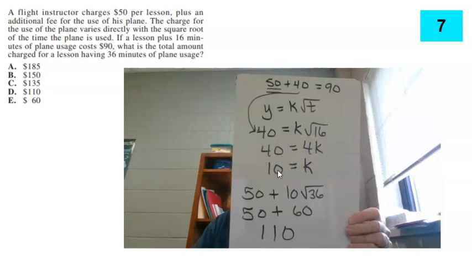So then I went back up here. I had $50 that he's going to pay for the lesson, plus 10, that was that value of k, times the square root of 36, because we have 36 minutes, so that's 50 plus 60, which is 110, and that is D. It would be very challenging to do this one in 1 minute, but that's why not all the questions require the full minute.